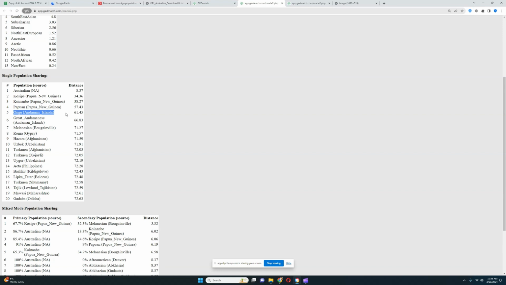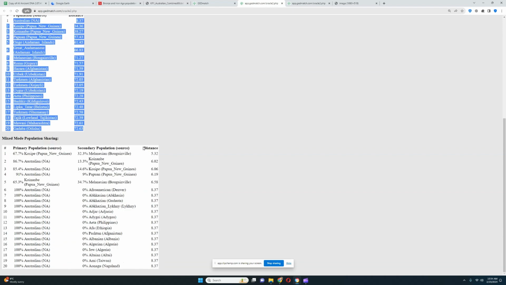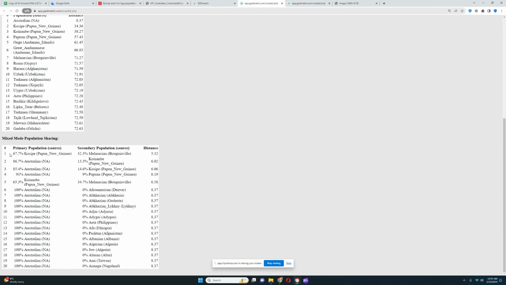Ongia comes close once again, but it's not really close. Look at the distance. Yeah, it's actually not close at all. It's actually pretty distant. So the only population he's sort of close to are Australians. And he's getting modeled as a mixture of Kosipe plus Melanesian, or Australian plus Koinanbia, whatever that means.